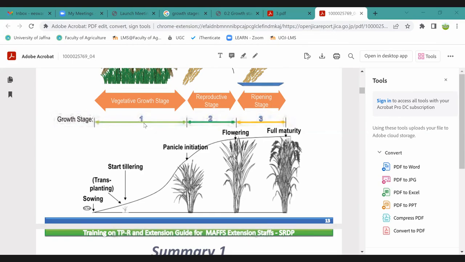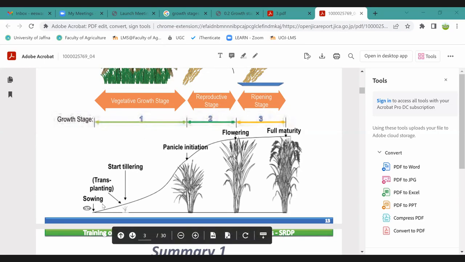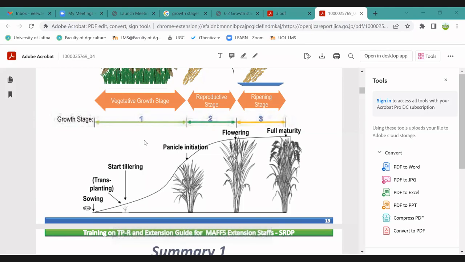So can you tell me, right? So you have a 2.5 month variety, right? And then a 4 month variety, right? So what type of variety will give you higher yield?